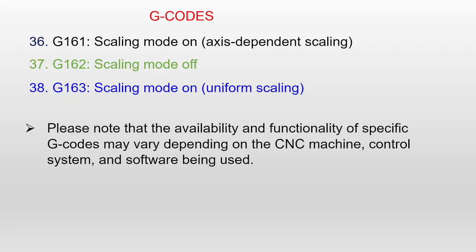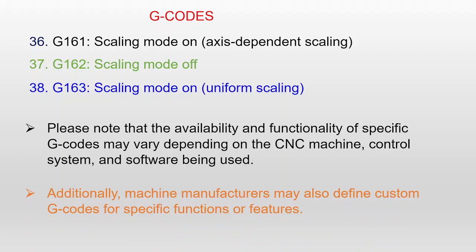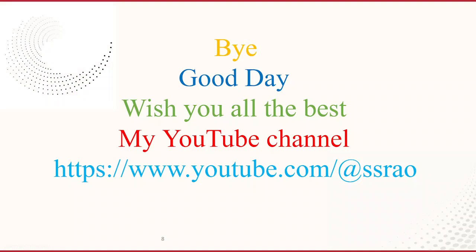Likewise, several G codes are used. Please note that the availability and functionality of specific G codes may vary depending on the CNC machine, control system, and software being used. Additionally, machine manufacturers may also define custom G codes for specific functions or features. I hope everyone can understand what the preparatory functions in general are used for in preparing a CNC part program.